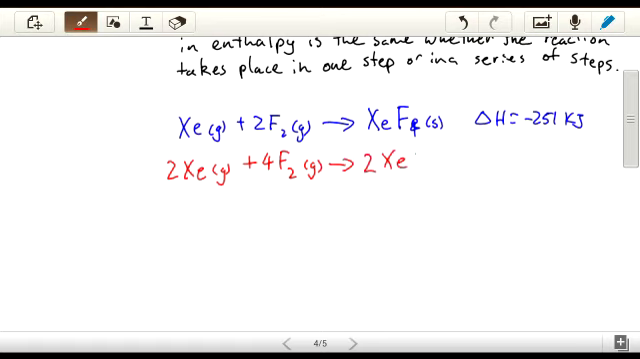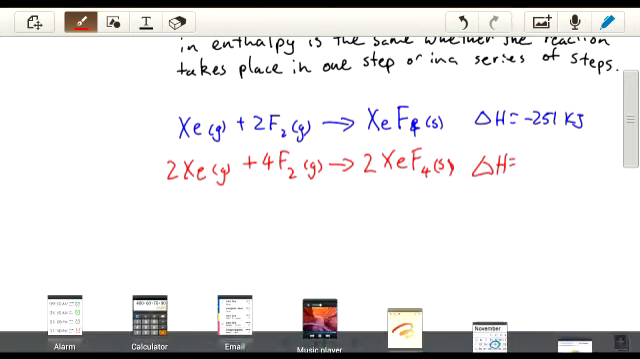And when you multiply your entire equation by 2, you also have to multiply your heat of formation by 2, which in this case, let me pull out a calculator. Okay, 251 multiplied by 2. So 502. So now it's going to be negative 502 kilojoules.